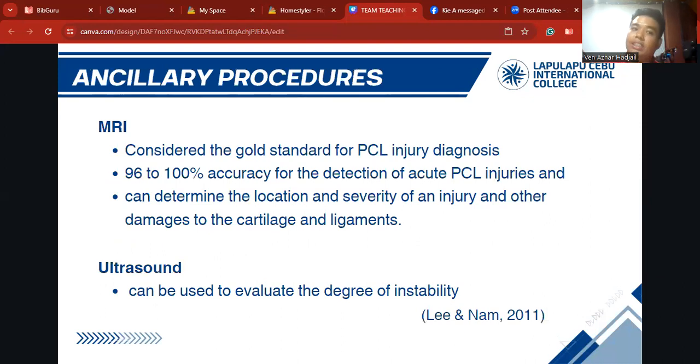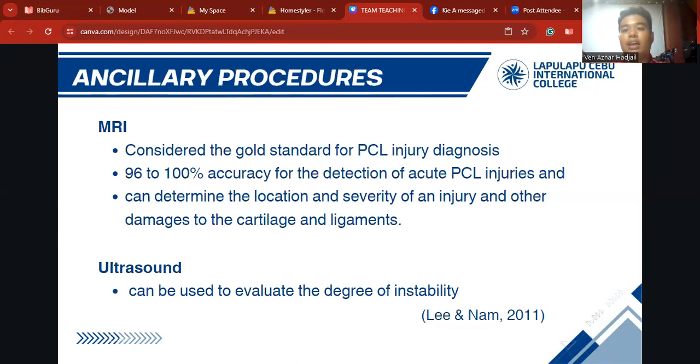So we can see here, the MRI is considered to be the gold standard for PCL injury diagnosis. As you can see, it has 96 to 100% accuracy in detection of acute PCL injury, and it can determine the locations and severity of the injury.